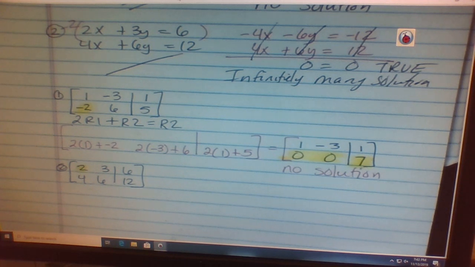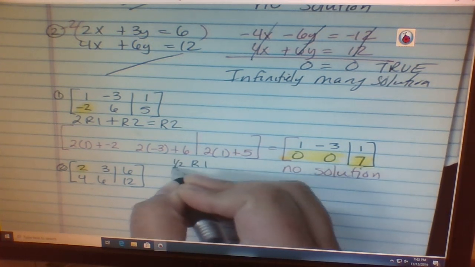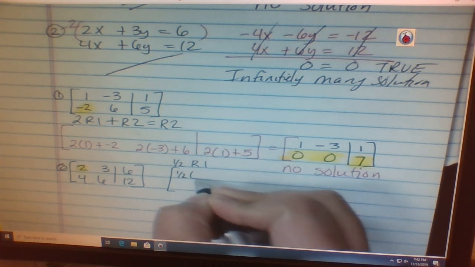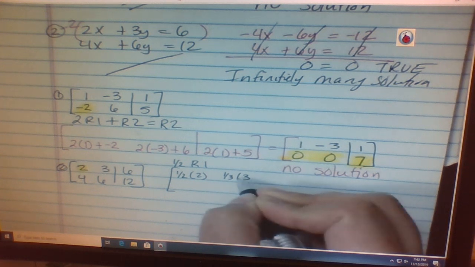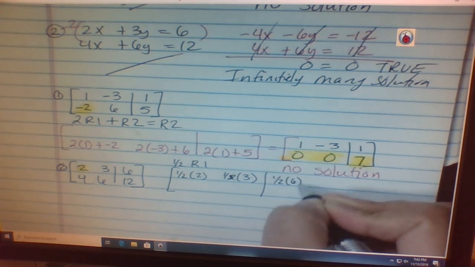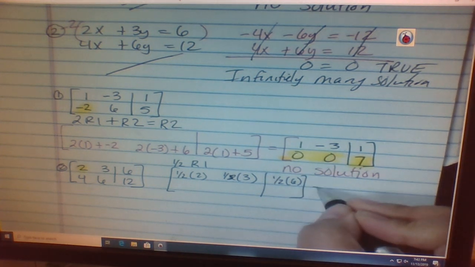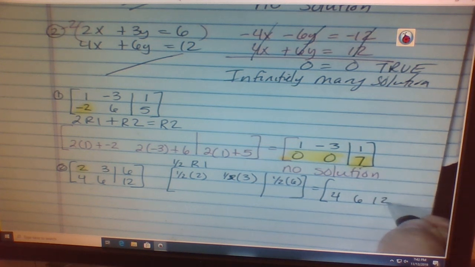To make something a 1, you multiply by the reciprocal. What is the reciprocal of 2? 1 over 2. 1/2, right? So I need to do 1/2 times row 1. So it is 1/2 times 2. 1/2 times 3. And 1/2 times 6. So I didn't do anything to the bottom. The bottom stays 4, 6, and 12.